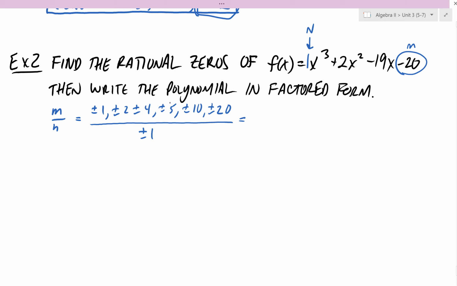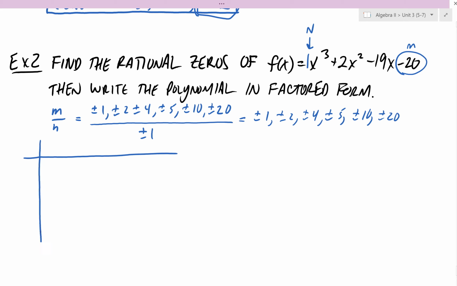So then when you divide all those by 1, you just get plus and minus 1, plus and minus 2, plus and minus 4, plus and minus 5, plus and minus 10, plus and minus 20. So now we have our list of possible rational roots. And so we're going to test them by putting the coefficients of our polynomial on the top, and we'll put the number we're testing here. So this is going to be 1, 2, -19, -20.